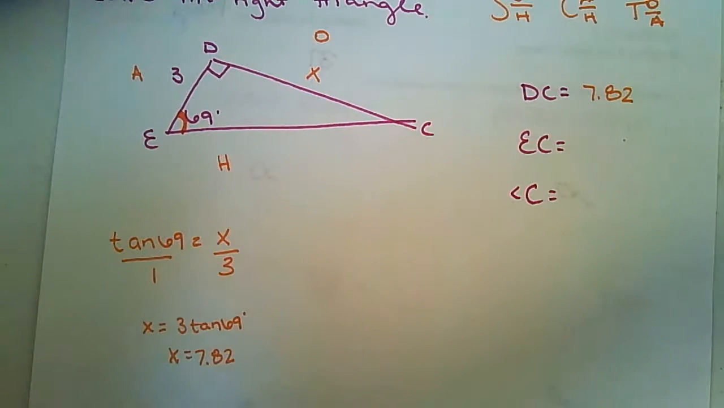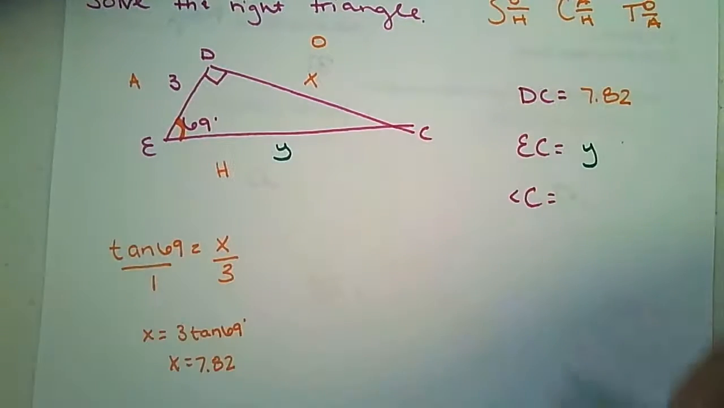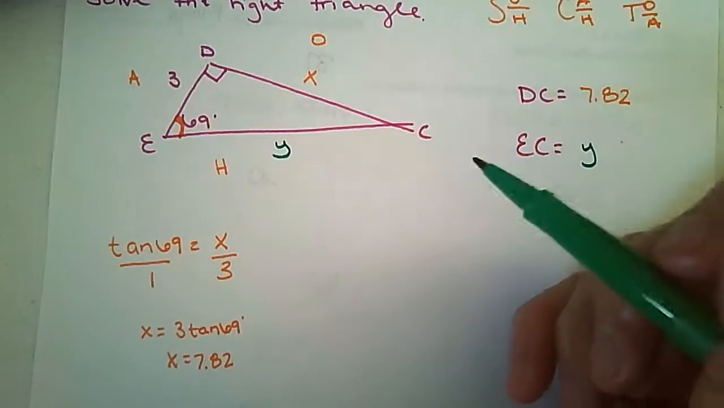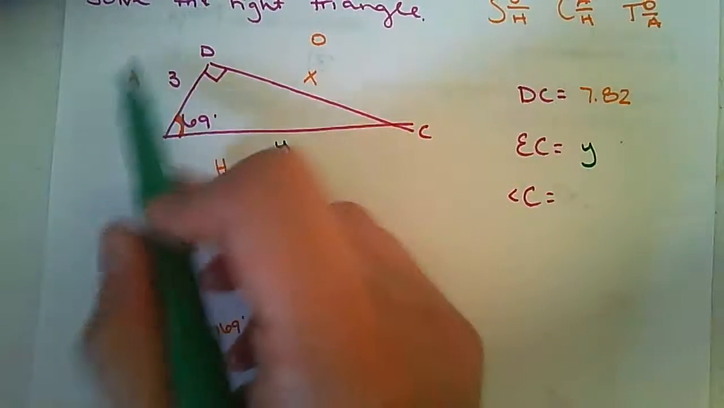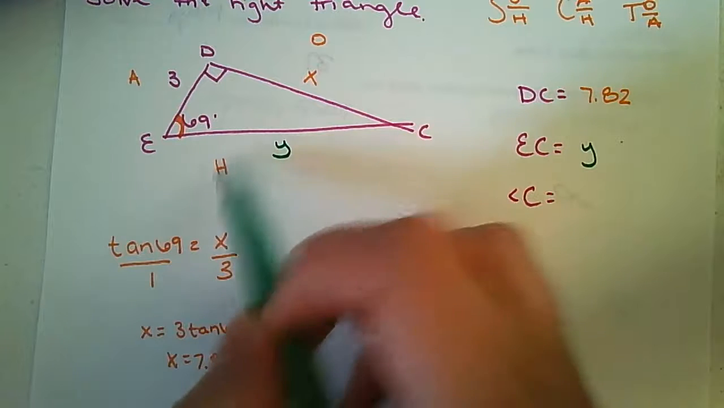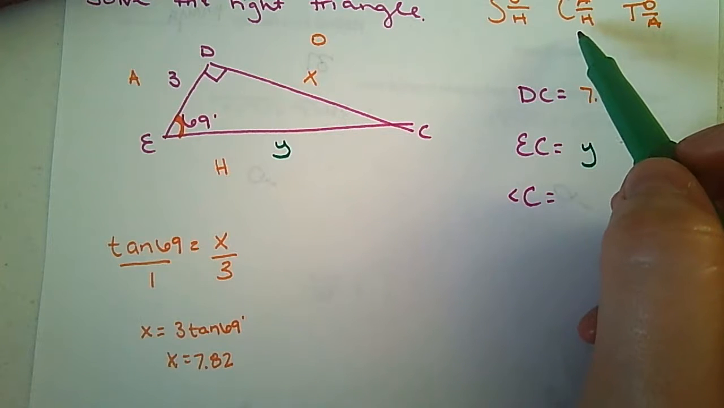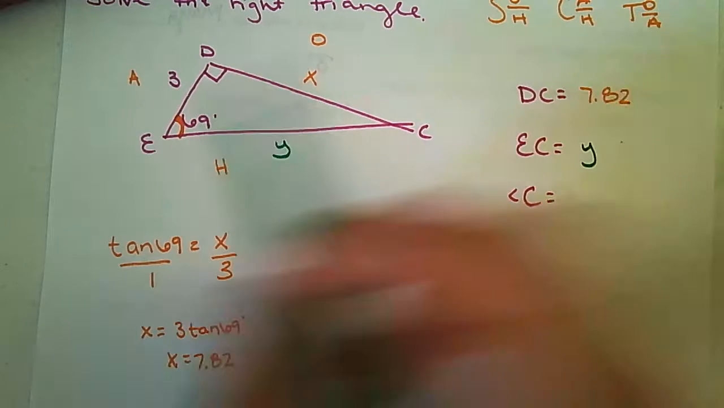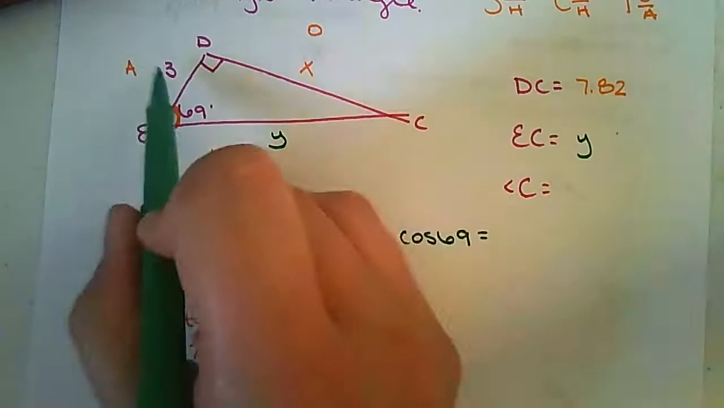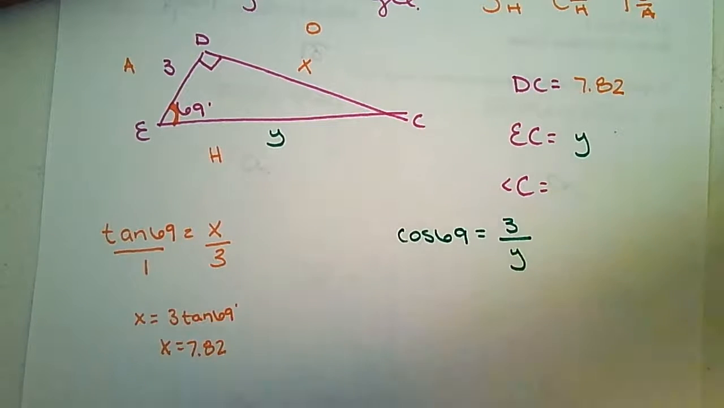All right, so next thing, let's go ahead and find side EC. So I'm going to call that Y, just so it's a different variable name. And this time, when I look at what I know, my adjacent again, and I'm trying to find my hypotenuse. So adjacent hypotenuse means we're going to use cosine. So this time I'll have the cosine of my angle equals my adjacent over my hypotenuse.